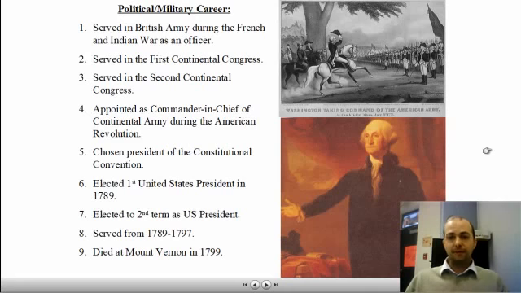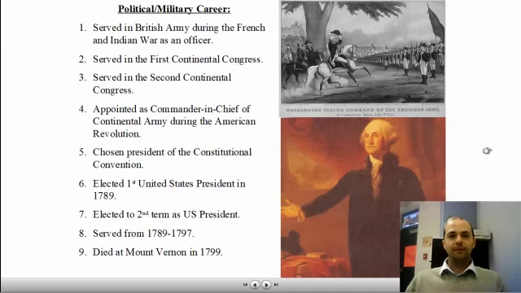He beat the British, with help from many others, and he was eventually chosen as the president of the Constitutional Convention. So he was a military leader, a political leader, and eventually he becomes our national leader as the first United States president in 1789. He was also elected to a second term as U.S. president, and all said and done, he served from 1789 to 1797. After retiring to Mount Vernon in 1797, he died 2 years later.